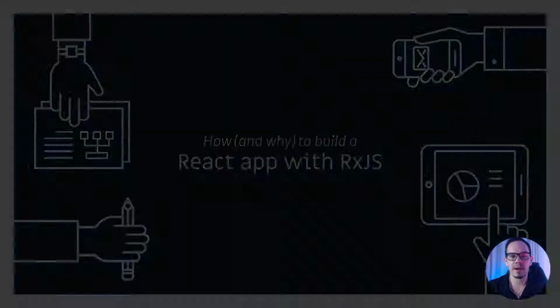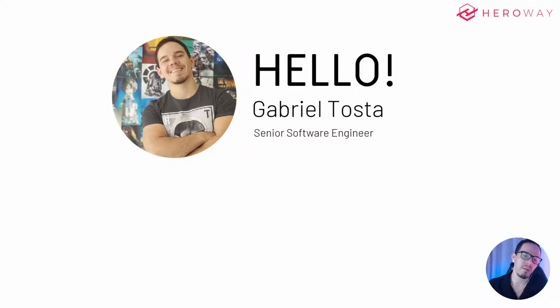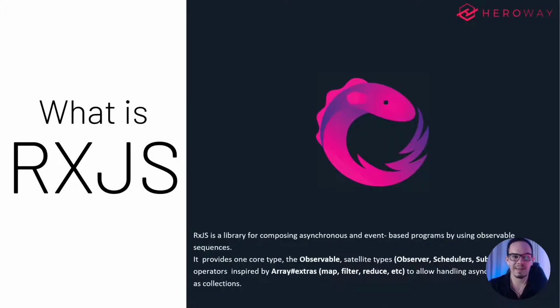So before we get started, let me introduce myself. My name is Gabriel Tosta. I'm 25 years old and I'm living in Brazil. Currently, I work as a software consultant, so I work in some companies here in Brazil, and also I have my own startup called HeroA, which aims to help people get their first jobs as software developers. Well, once that's said, let's get started about RxJS.